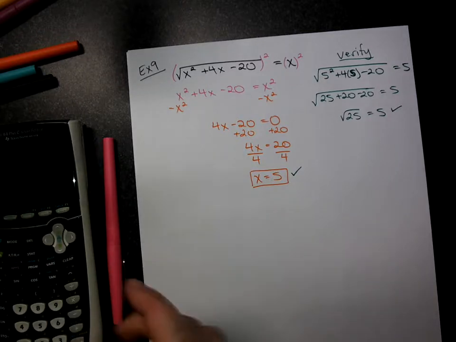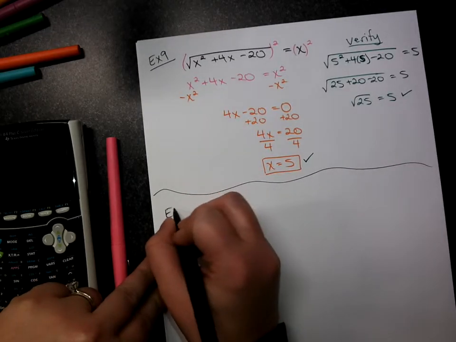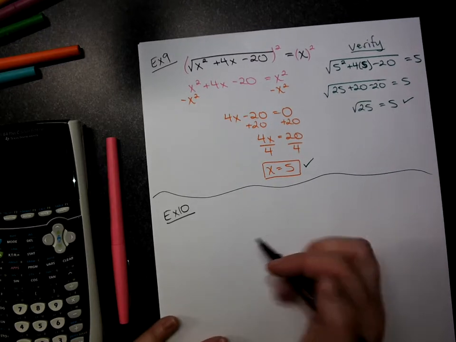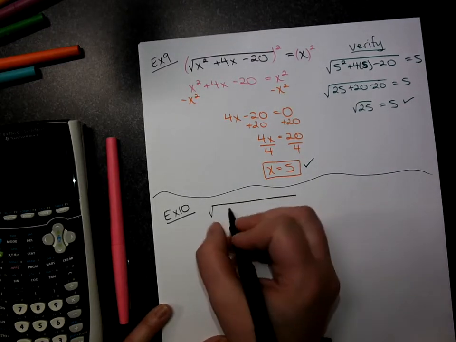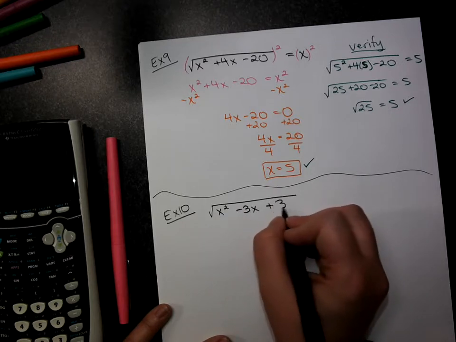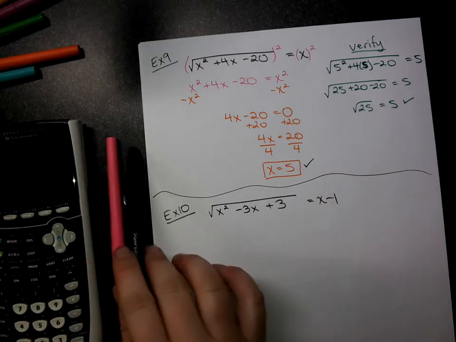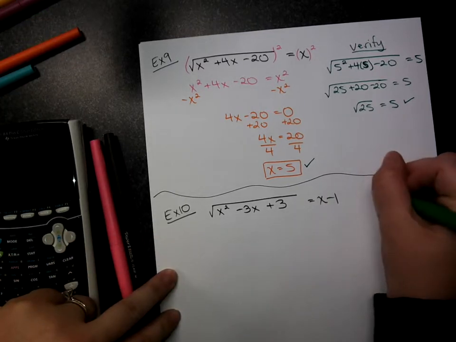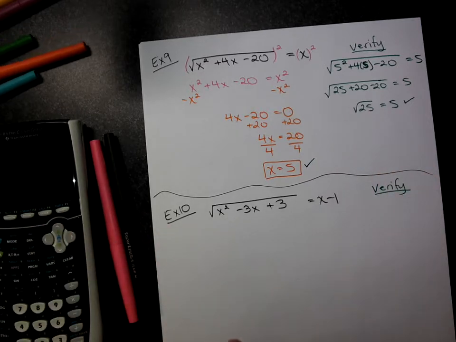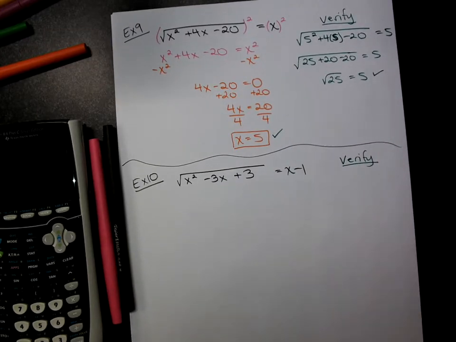All right, one last problem here. Example 10. I encourage you to pause the video and try this one on your own. We have the square root of x squared minus 3x plus 3 equals x minus 1. Don't forget to verify. So again, I encourage you to pause the video, work this one out as best you can, verify your answer, and then play it back to see how you did.